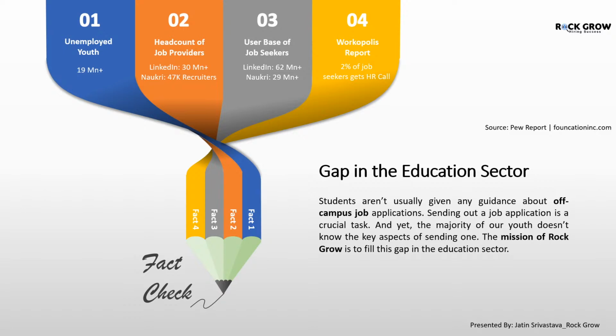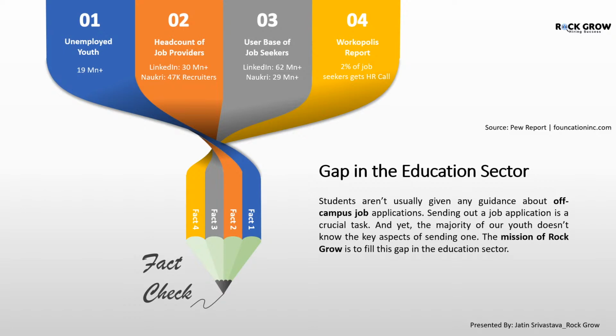Sending out a job application is a crucial task, and yet the majority of the youth doesn't know the key aspects of sending one. What generally people do when they reach out to a recruiter is they just forward their resumes. Remember, a lot of people are doing that, and then it would not make any sense for the recruiter to go through your resume if you do not give them a context as to why he or she should go through your resume. That is something we're gonna build today, a context for why the recruiter should read my resume.